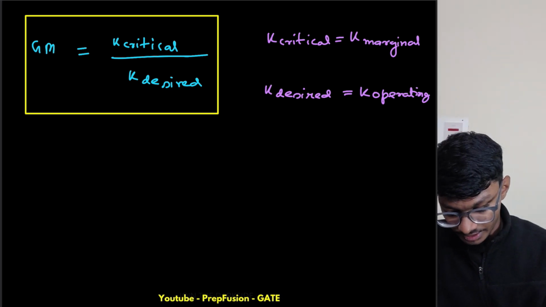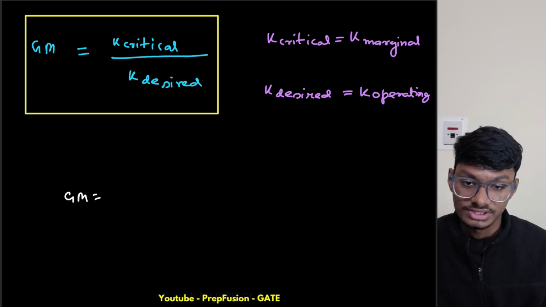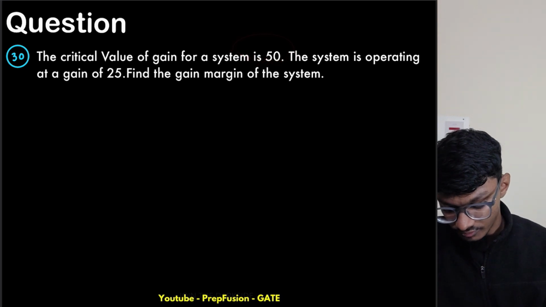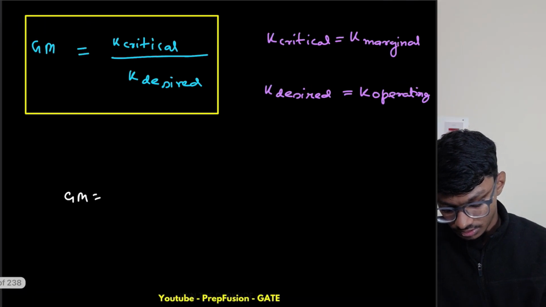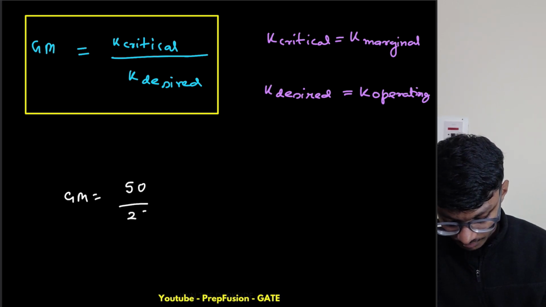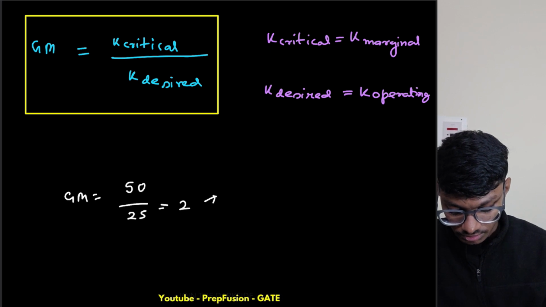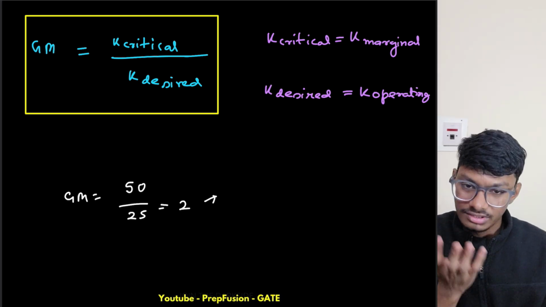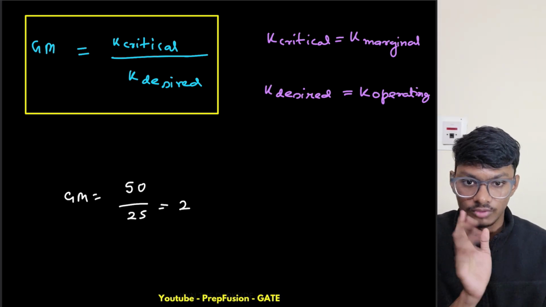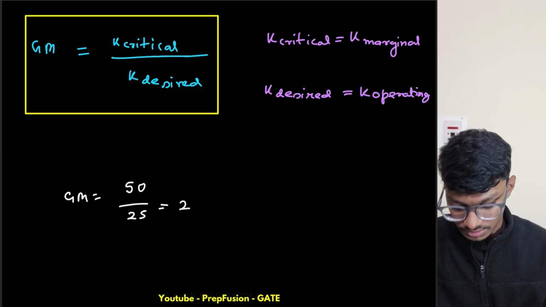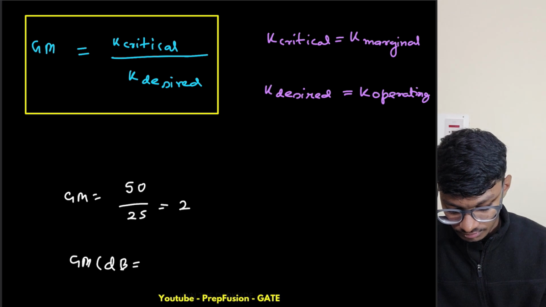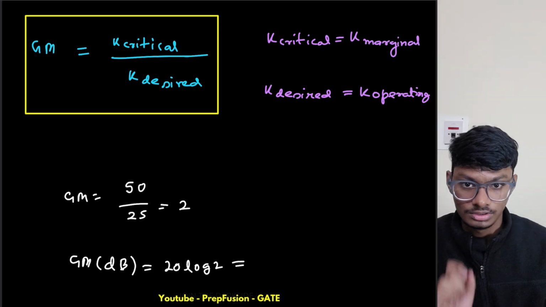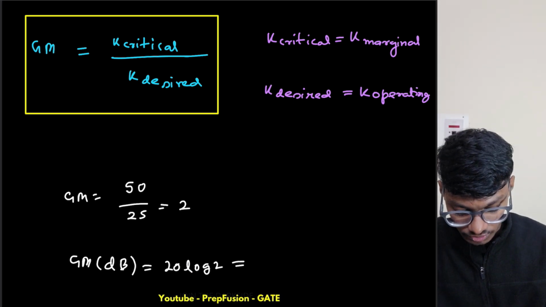So from here I can simply use the formula. What is k critical? K critical is 50, and what is k operating? 25. So 50 upon 25 is 2. Hence, I have only gain margin, I don't have phase margin. So from this, if I want to comment, it can be stable, but as I don't have phase margin, I should not comment. And what is my gain margin in dBs? I told you to remember this. This will be 20 log 2 base 10, which is 6 dBs.